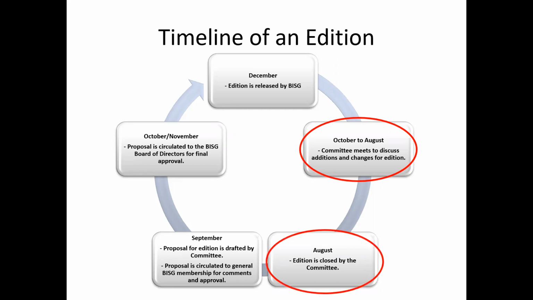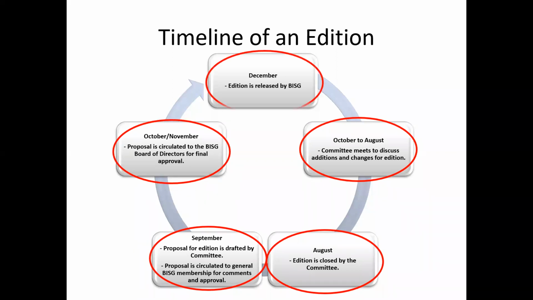In August 2021, we closed the 2021 edition. And then in September, a proposal was drafted and circulated to general BISG membership. In around October, November, that proposal, once approved by general membership, goes to the board of directors for final approval. And then this is where we are now. December, the edition is released by BISG.